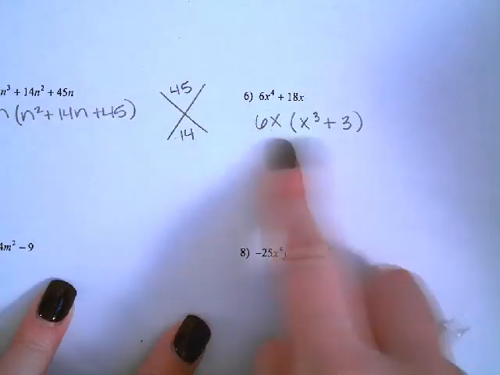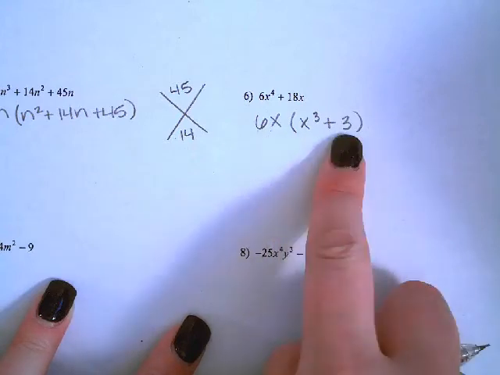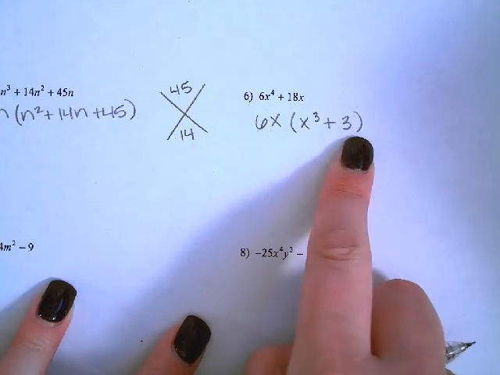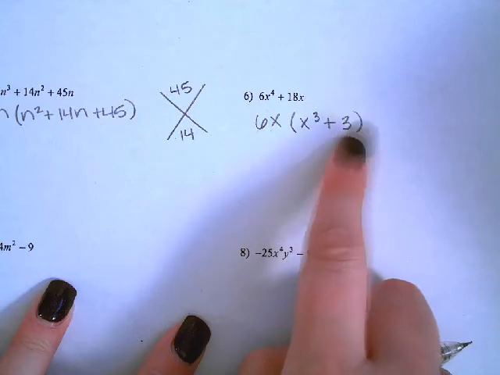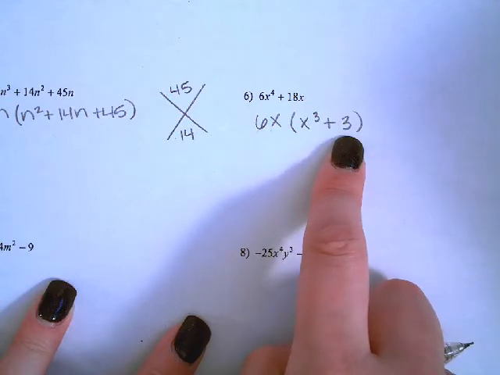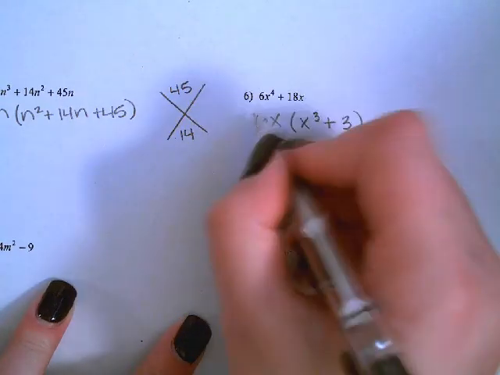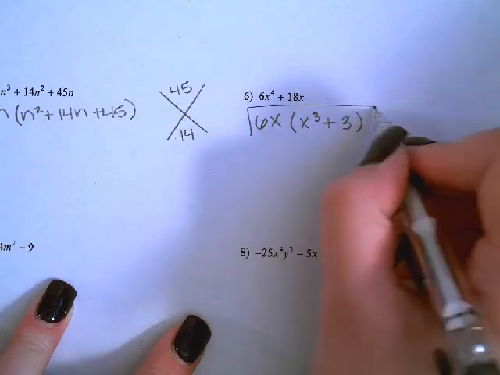Now this almost looks like sum of cubes. I have x to the third plus a number. However, that number is not a perfect cube, so I'm not going to keep factoring it. No need to do it if it's not a cube.